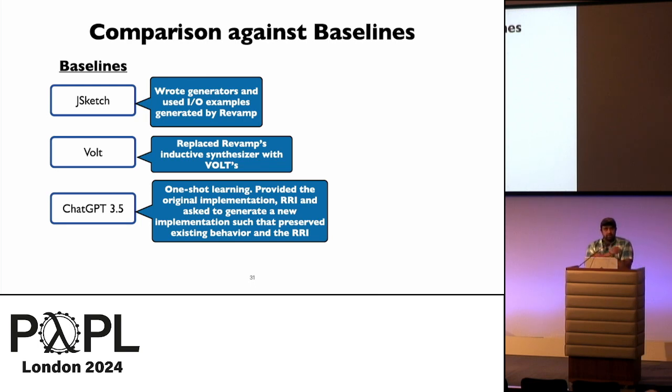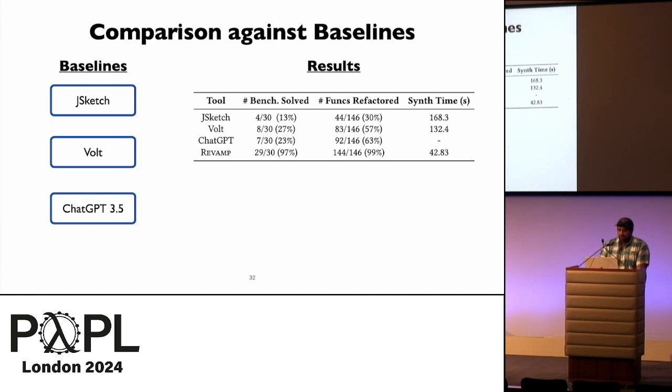So we provided it the original implementation, the RRI, and asked it to generate a new implementation that preserved the existing behavior. And so basically, Revamp was able to solve about 20 more benchmarks than the baselines, and refactor 50 more methods than the next best baseline.